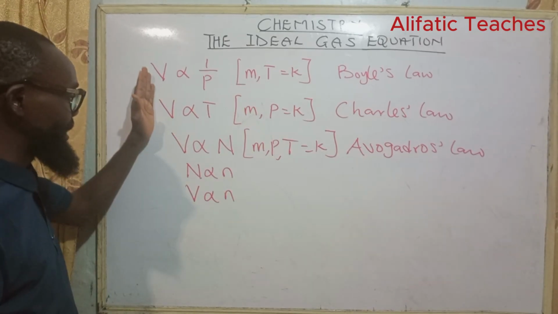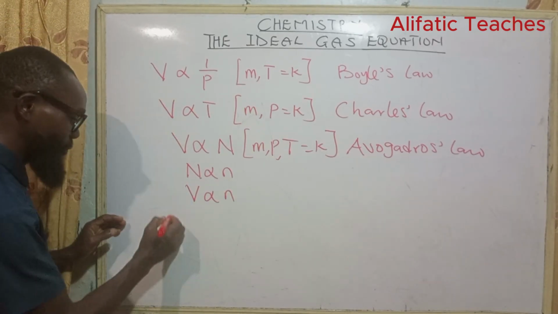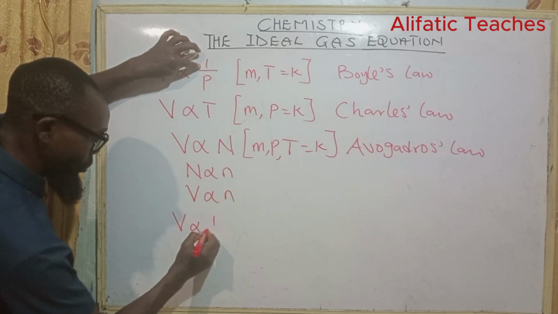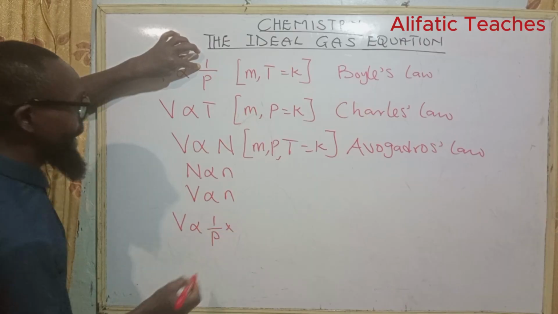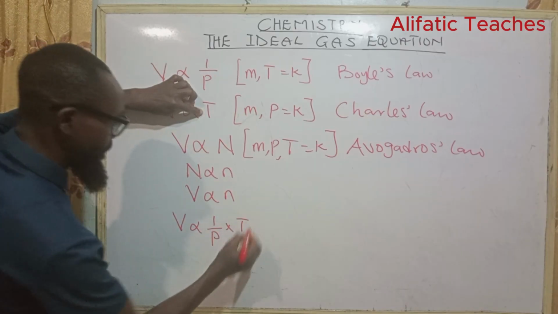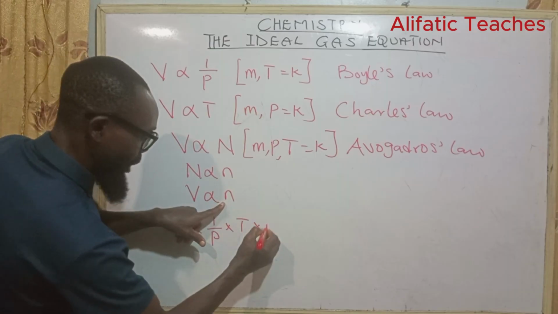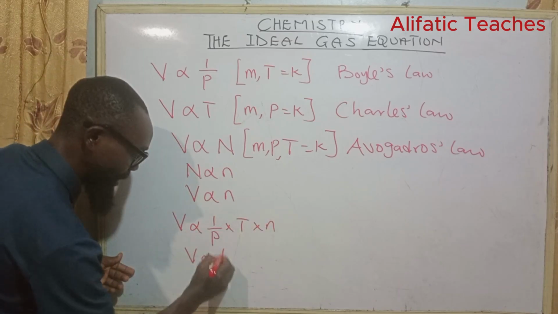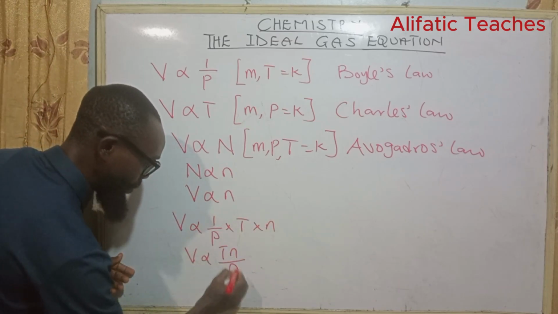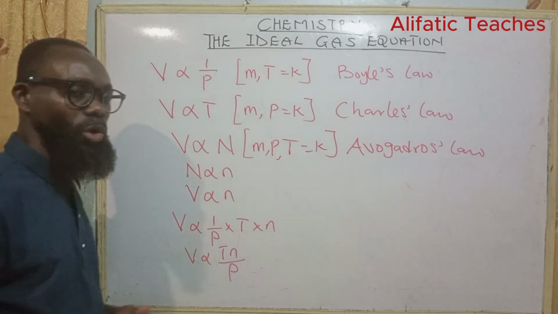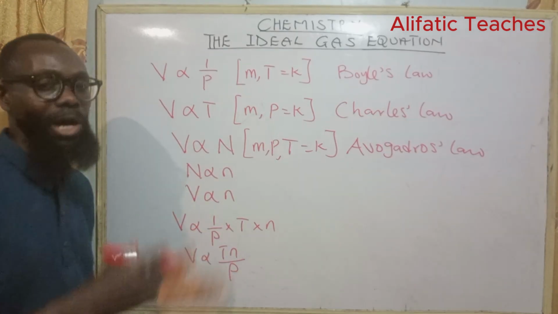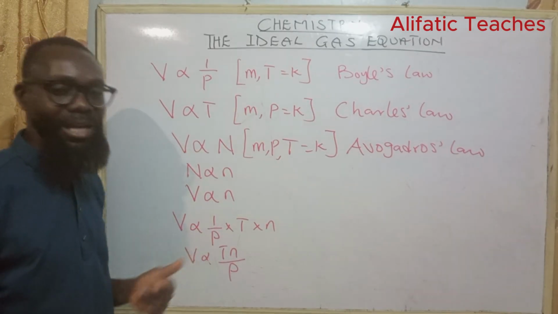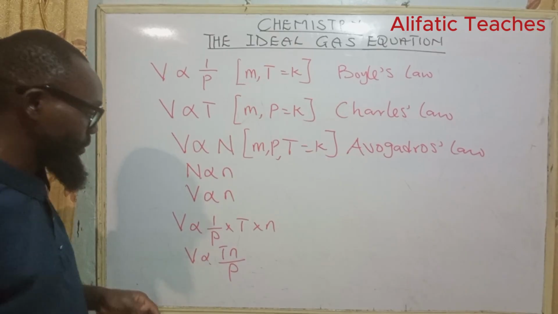Volume is proportional to the first one, 1 over P, multiplied by the second one, temperature, and the third one, number of moles. So volume is proportional to nT over P. If you recall, when we dealt with Boyle's law and Charles' law, this proportionality has to change and leave a constant.